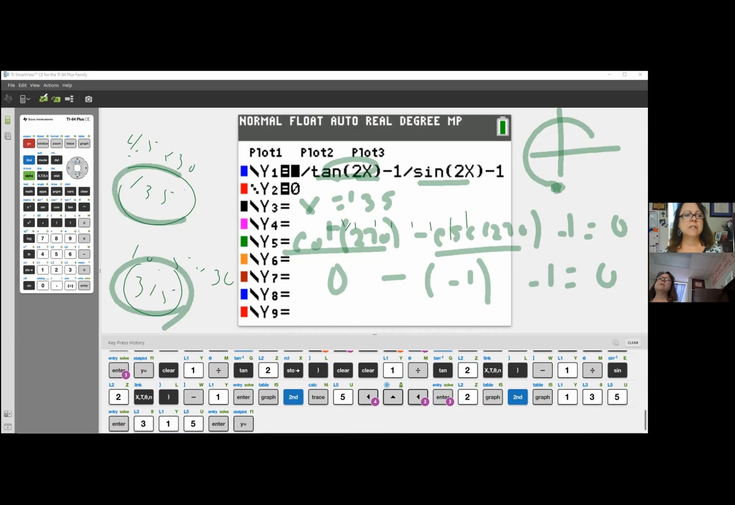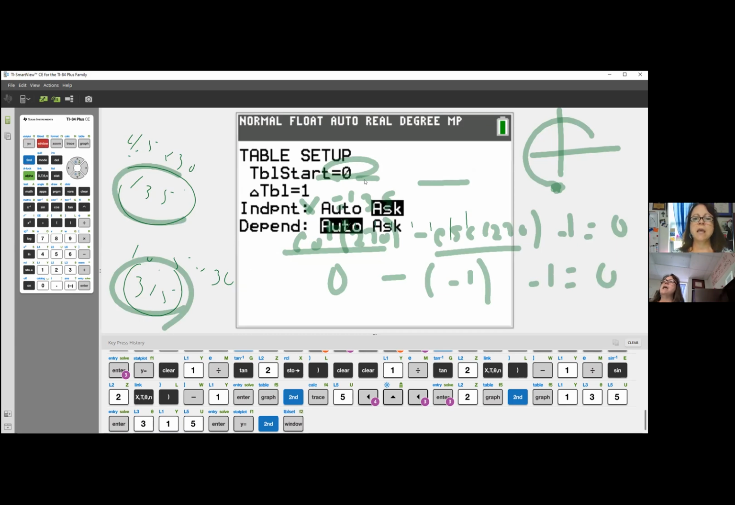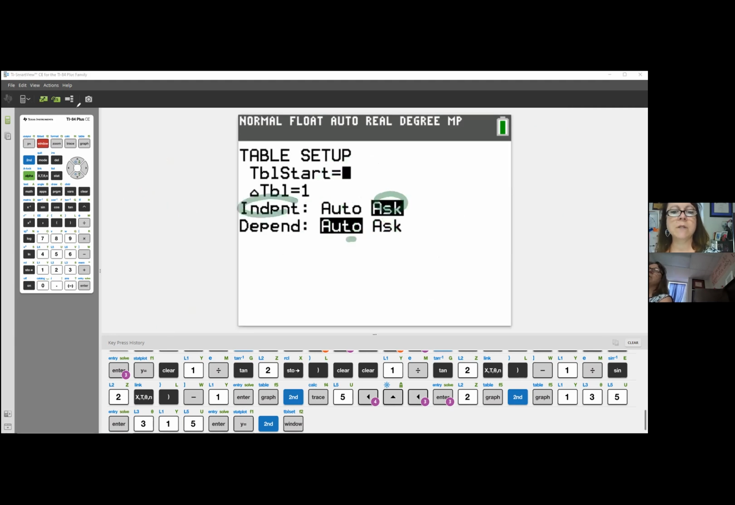Now, in case your table is not set up like that, you guys, what you would do is press second, and the word right above the word window is table set. Notice I have my independent on ask. So you would put your table set on ask right here, just the independent variable. I want this independent on ask, and always leave the dependent on auto. So again, that was second, table set, leave this one on ask. So when you have your X by table, you can tell it 4.5 times 30 there, and this 10.5 times 30.